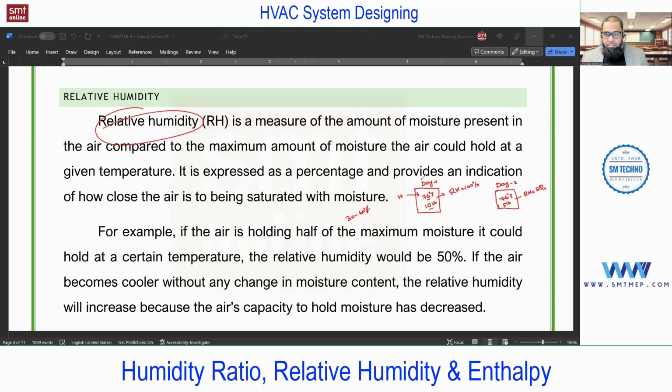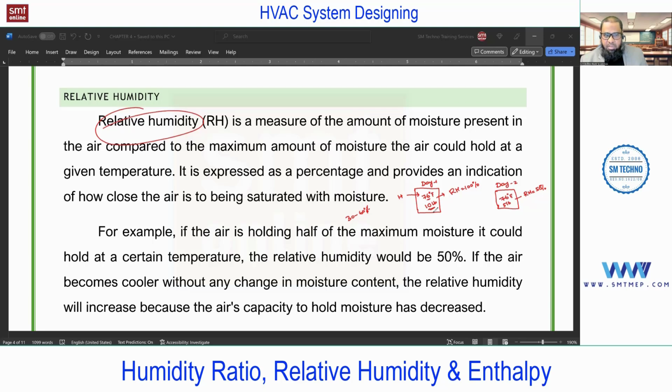For example, at 76 degree Fahrenheit, we have 10 pounds of moisture. Is that humidity ratio? You can consider this 10 pounds as the total humidity, not humidity ratio, because humidity ratio is specific, per unit. This is total humidity, or total moisture present in the room. But if you measure for 1 pound, then you can say humidity ratio or specific humidity. So both are interrelated. It's not different.